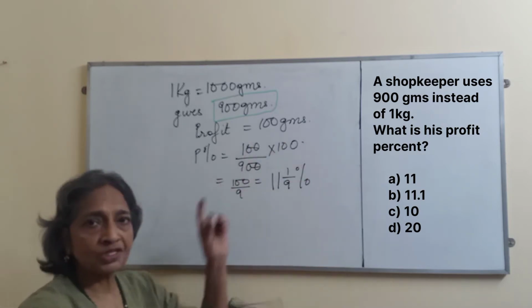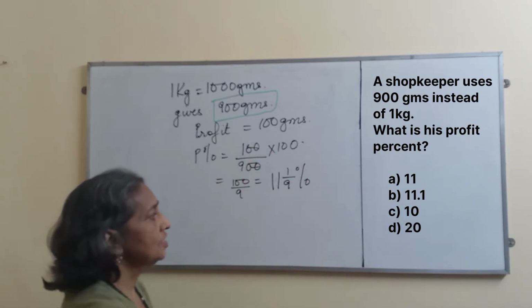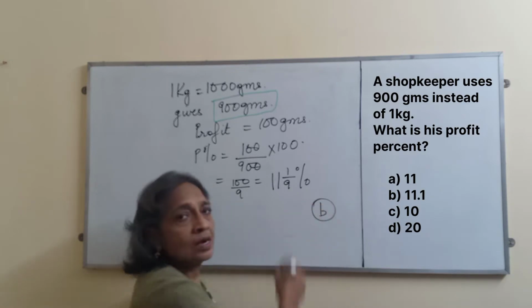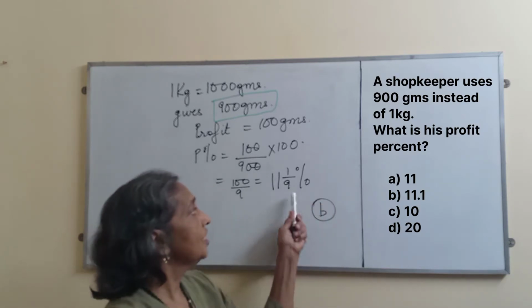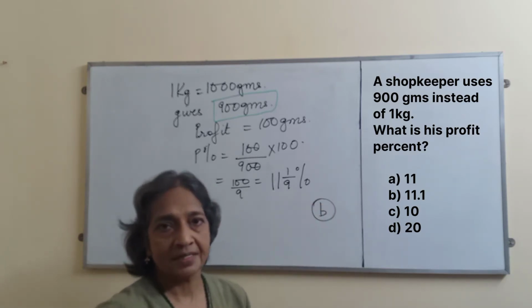So look at your options. The correct option is the B one. The B option gives you 11, 1 upon 9%.